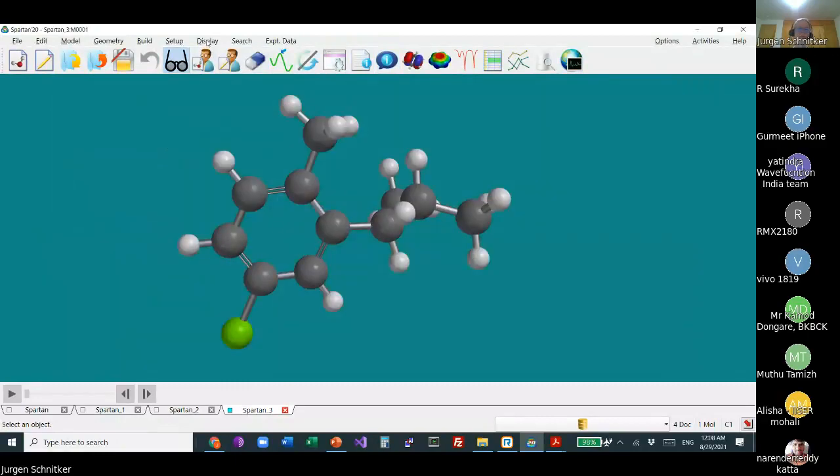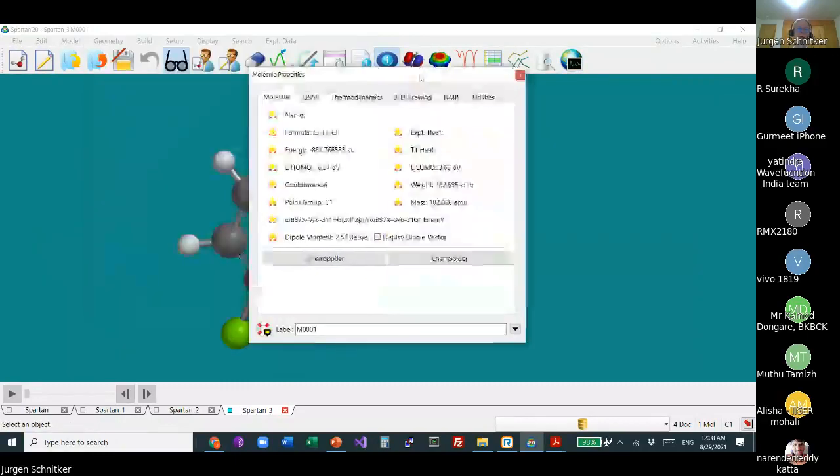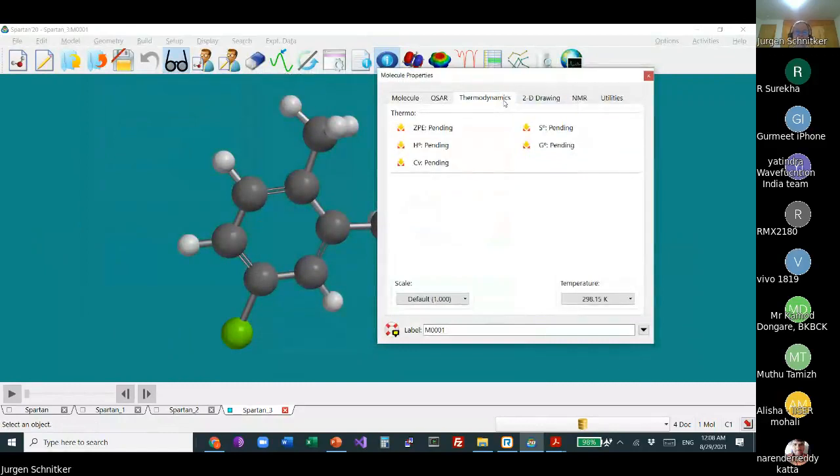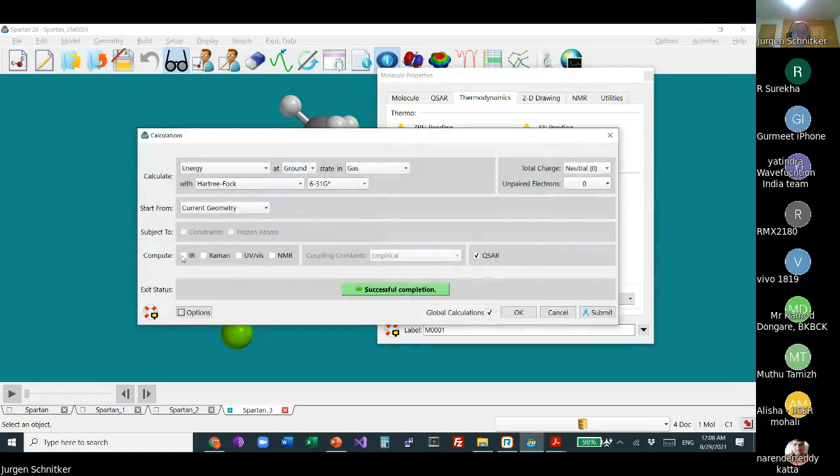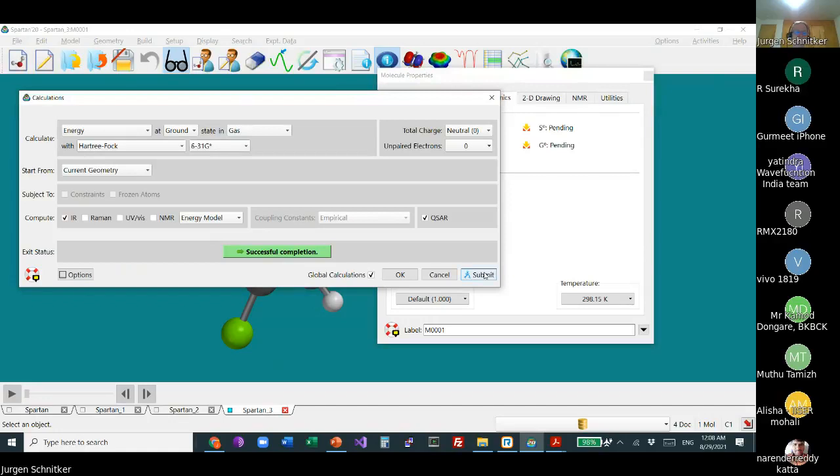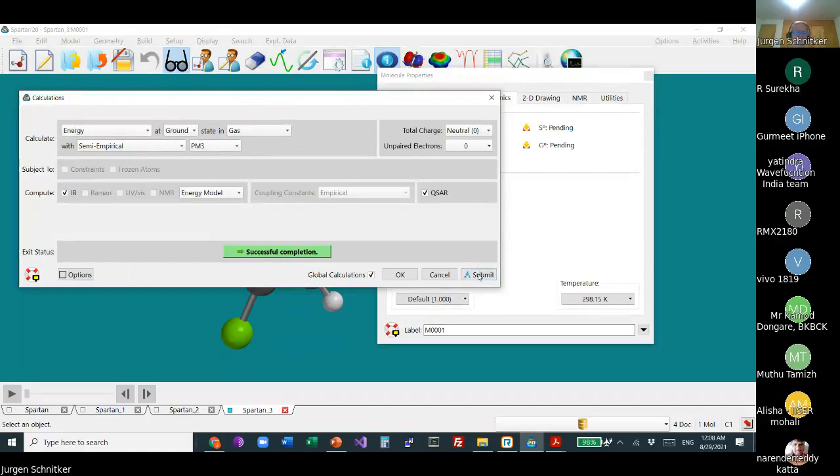So I go to the display properties dialog, and I go here to thermodynamics. Here's zero point energy pending, entropy pending, free energy pending. What I need for that is basically the vibrational structure of the molecule. So I will have to go back to calculations, which I forgot to do, and select IR. I'll do IR and semi-empirical, submit.